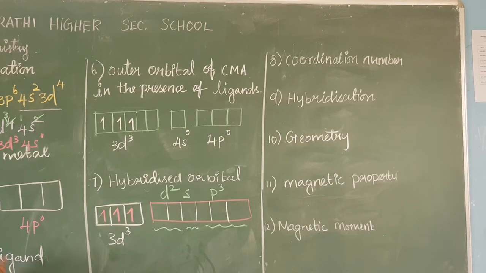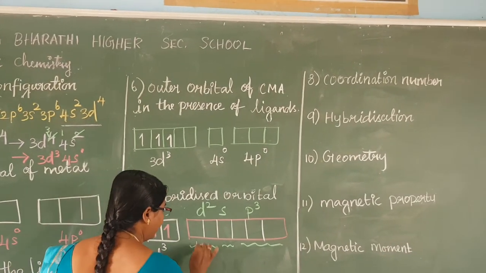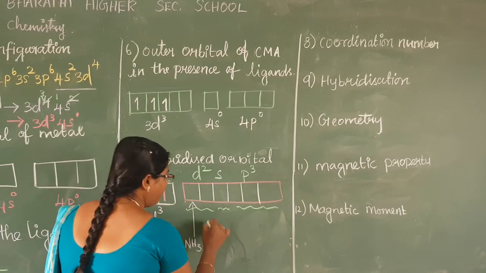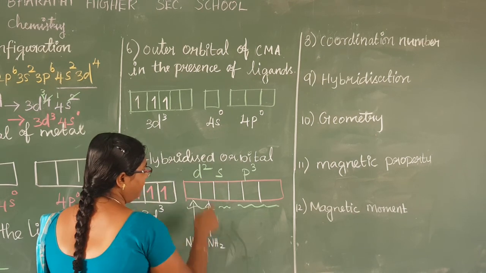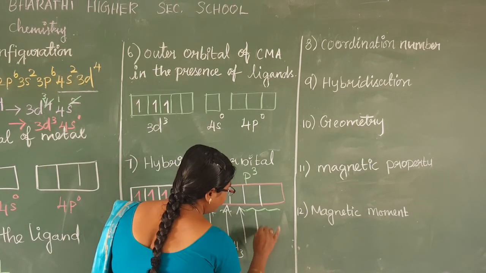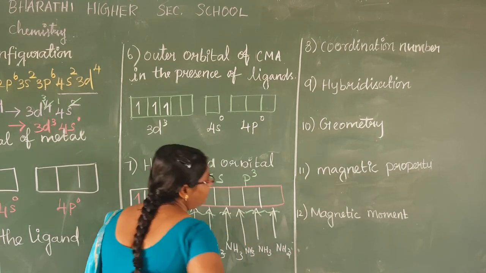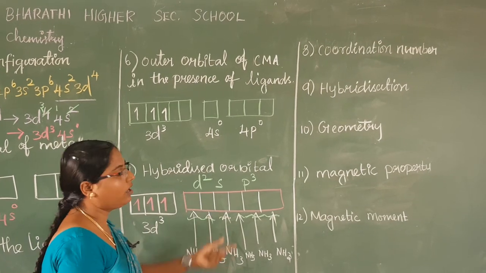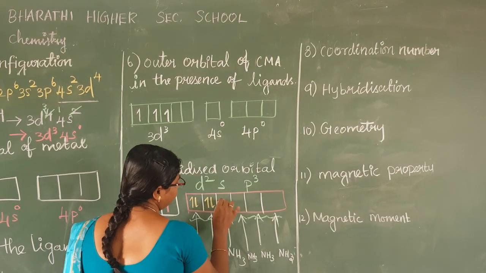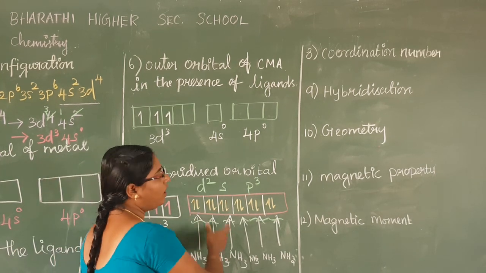What will the ligand do? The 6 ligands will donate a pair of electrons to the central metal atom. So I am having 6 ligands. NH3, ammonia, will donate a pair of electrons to the first D orbital. Ammonia will donate a pair of electrons to the second D orbital. Then ammonia will donate a pair of electrons to the S orbital, and so on. Each ligand will donate a pair of electrons to the vacant orbitals of the central metal atom to form the hybridized orbital. So I am writing these pairs of electrons like this. This is the newly formed orbital, called the hybridized orbital.